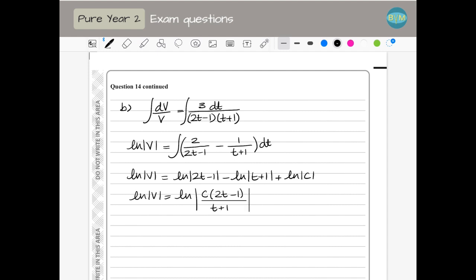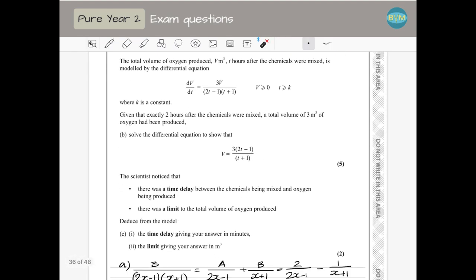And as the logs are the same, the functions must be the same. So I can say that v is going to be c times 2t minus 1 divided by t plus 1, which is very, very close to what we need. If you see this expression here, the only thing that changed is that they have found c. So that's what I have to do.